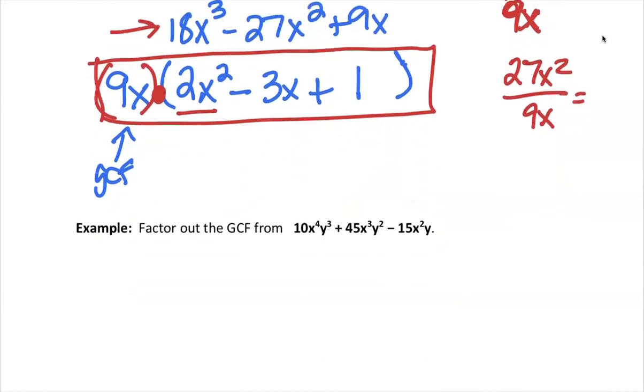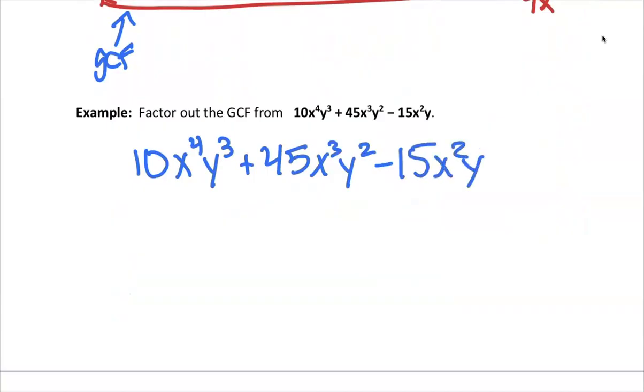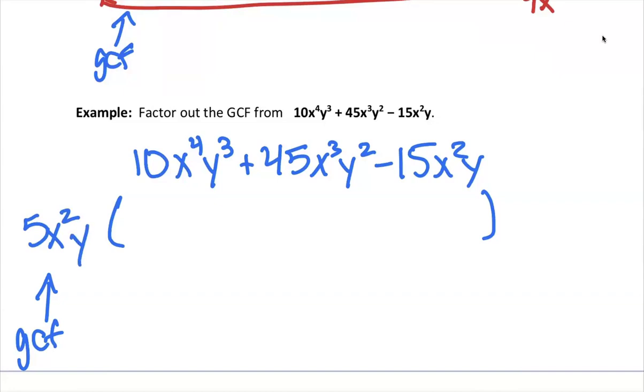Factor the GCF from this expression. So we have 10, 45, and 15. They all are divisible by a 5. So that what we're writing outside of the parenthesis is the GCF. Variable part, they all have x's. We've got x to the 4th, x to the 3rd, x squared. The smallest would be x squared. Then we have y's, y to the 3rd, y squared, y to the 1. So that would be y to the 1.